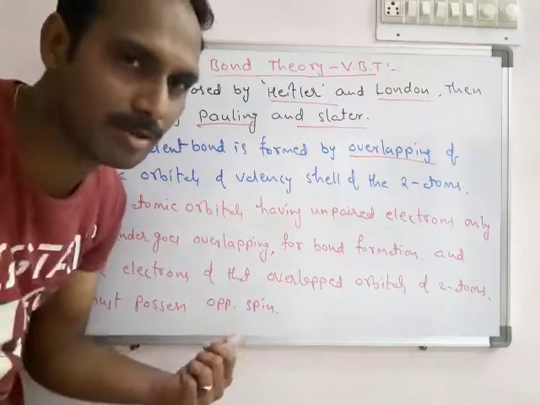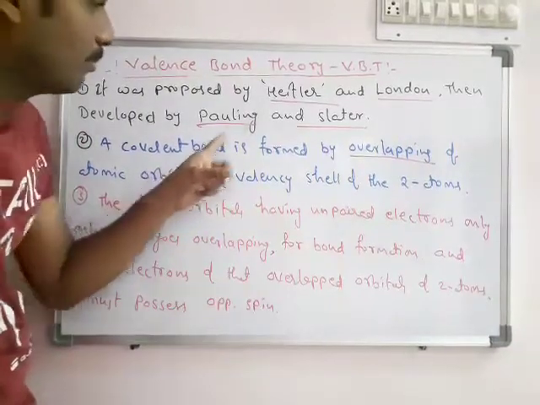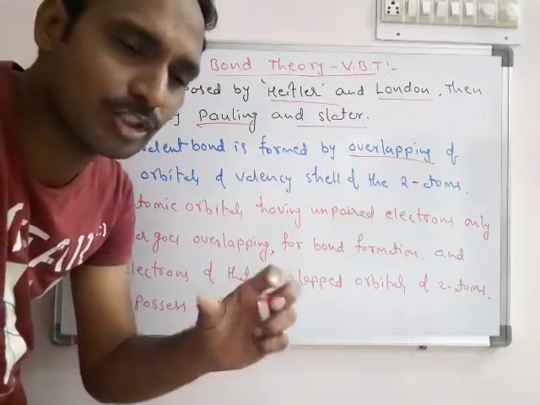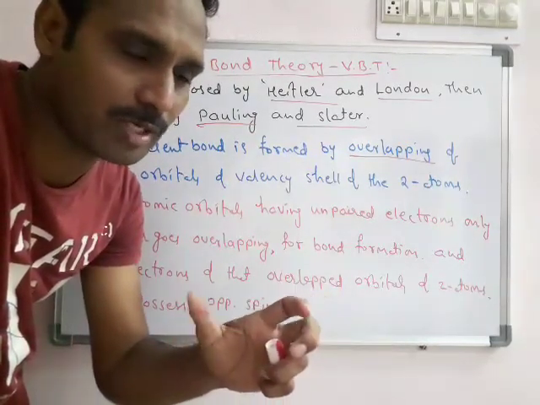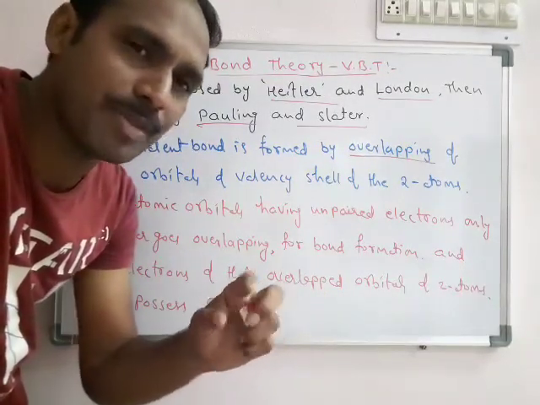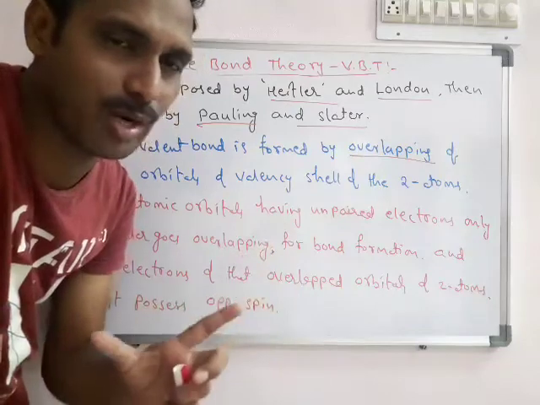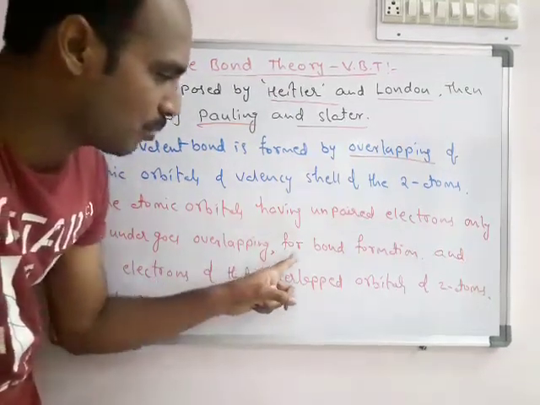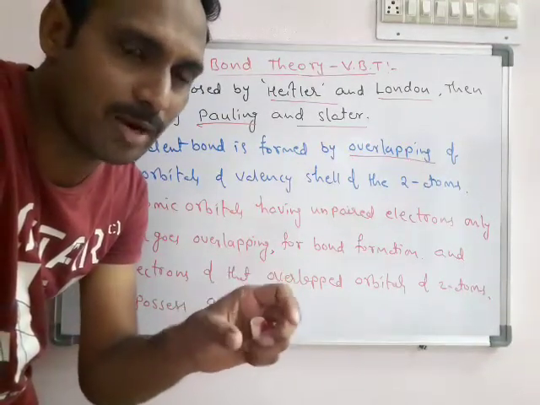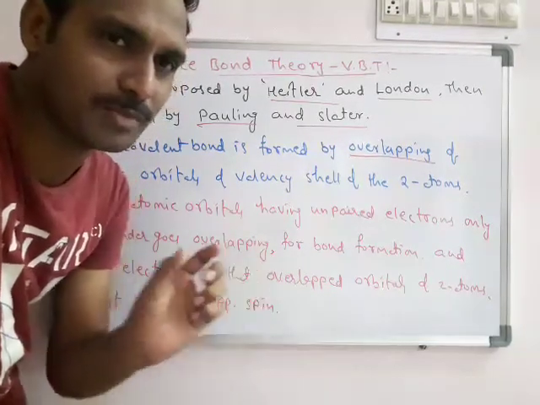Just now we said plus half and minus half. Pauling later developed this one. So if you intend first sharing of electrons, the atomic orbitals could overlap, so there must be a minimum of an unpaired electron, a single electron, not a double electron. After overlap the bond forms, and the electrons of the orbitals which are overlapped must possess opposite spin.